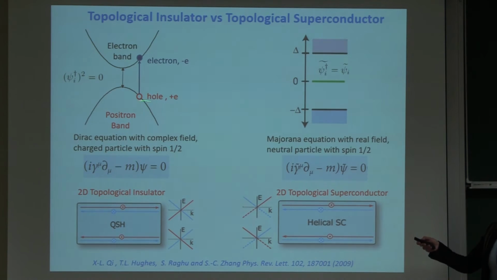Instead of using psi, he used psi tilde with a real field. And then what happens is that one can have a neutral particle which has exactly zero energy, and where one can have situations where the particle equals the antiparticle. So this is indeed the topological superconductor. As you can see, these are two very much related objects, and actually one can also induce topological superconductivity in the topological insulators. Okay?